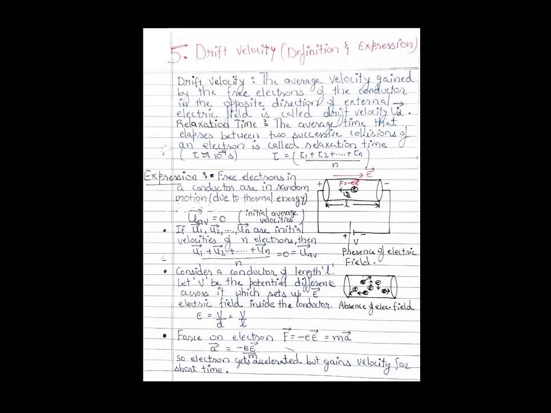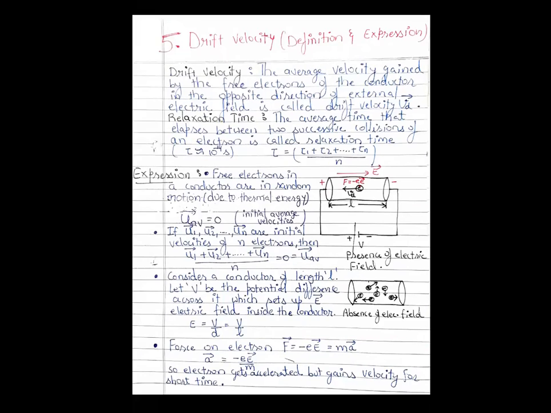So, children, yesterday we saw the condition inside the conductor in absence of electric field. In absence of electric field, the free electrons are in random motion. They move due to the energy from the surrounding. They take the energy from the surrounding temperature, right?